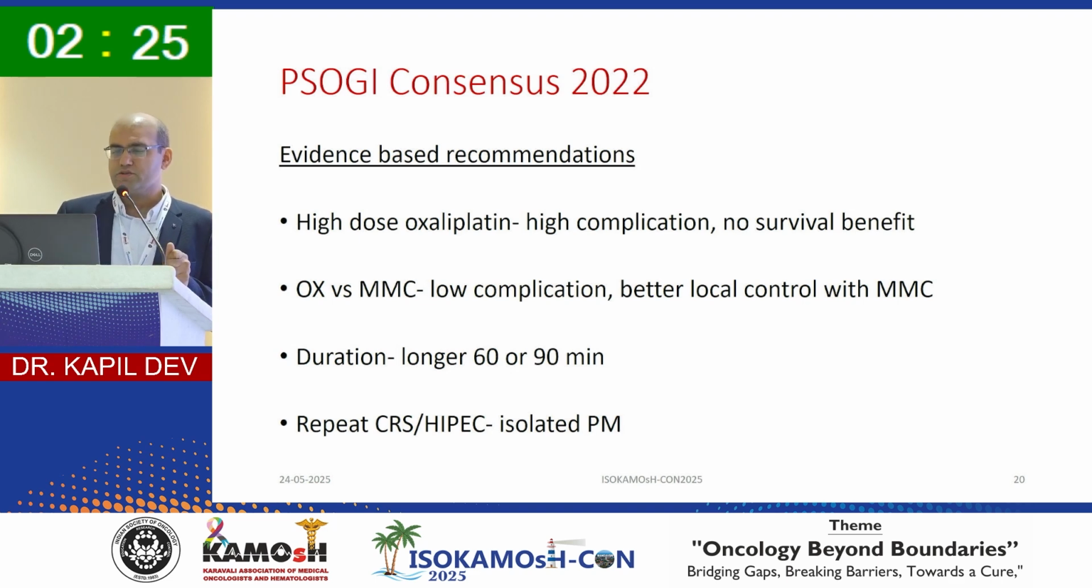And they also found, in research reports and retrospective observational studies, that repeat CRS and HIPEC, also in isolated peritoneal metastasis, is feasible to do to increase survival.